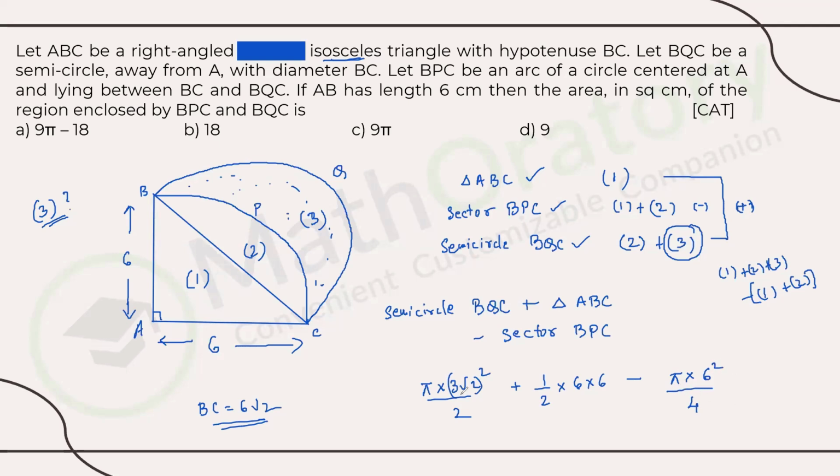Now, if you quickly check this part, root 2 square is 2 and this is 2. So after taking out of the square, this cancels out. So you have 3 square left, which is 9. So that is 9 pi. And this is 36/4, which is also 9 pi, right? So this entire thing will cancel out. And what you're left with is this particular thing, and that would be the answer. So half into 6 into 6, that is 18. Nice.